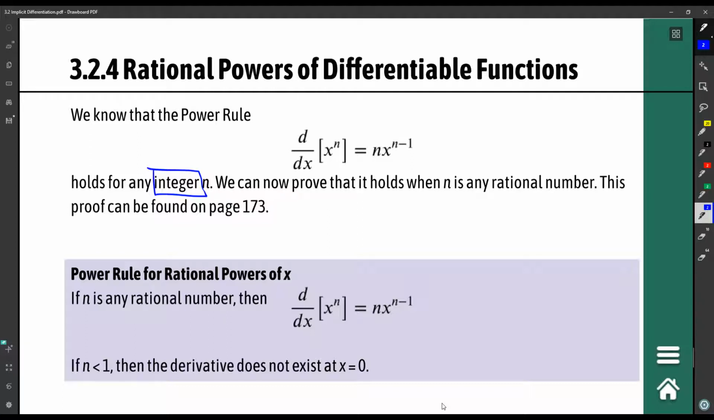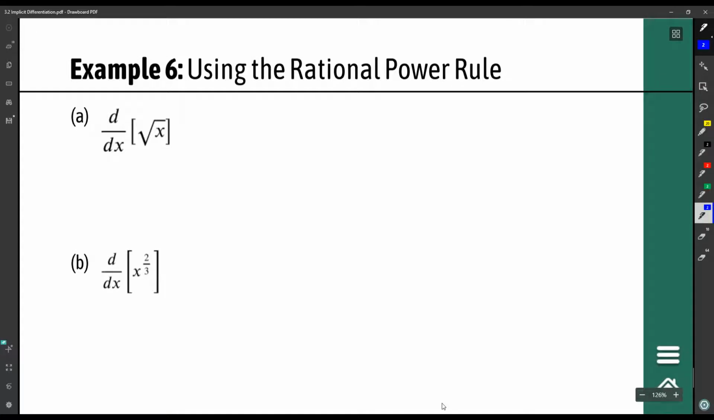Rather than go through that entire proof, I'm going to note here that you can find that proof on page 173 of your textbook. So we're going to update the power rule below. If n is now any rational number, rational meaning it can be written as p over q in fractional form, then the derivative with respect to x of x to the n equals n x to the n minus 1. If n is less than 1, then the derivative does not exist at x equals 0. So let's see that in use.